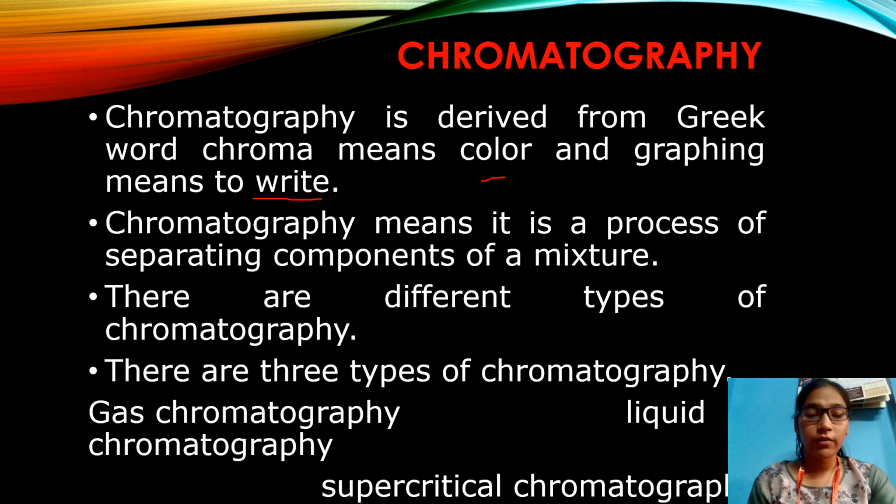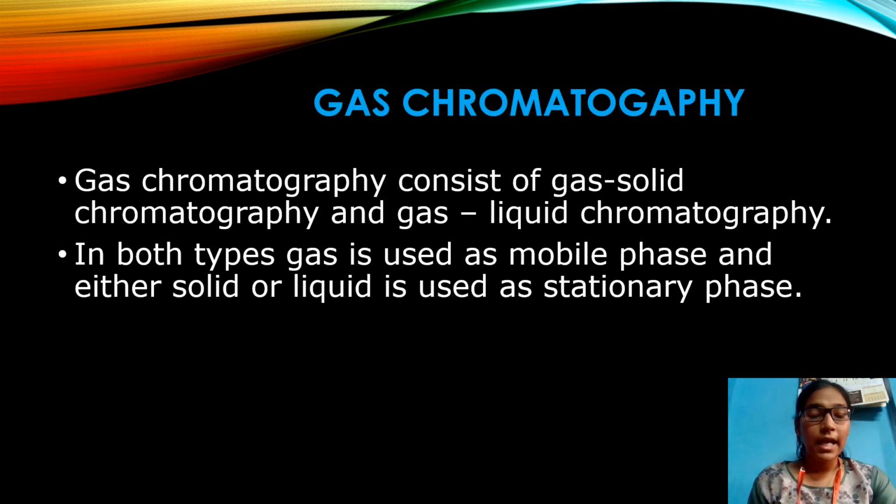There are different types of chromatography. There are three types: gas chromatography, liquid chromatography, and supercritical fluid chromatography. Now we have to discuss gas chromatography. Gas chromatography consists of gas-solid chromatography and gas-liquid chromatography. In both, gas is used as the mobile phase and liquid is used as the stationary phase.